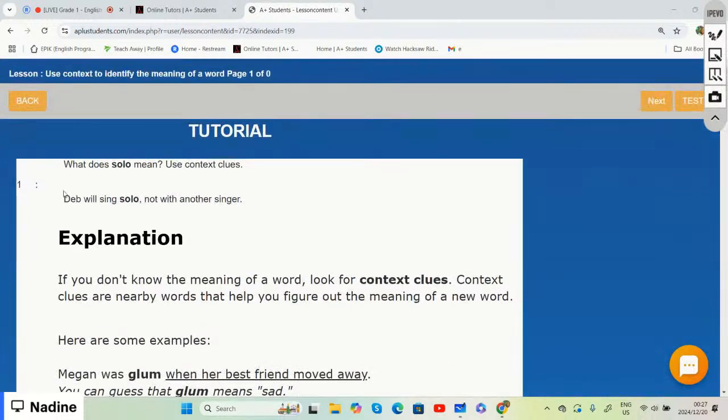All right, here it says Deb will sing solo, not with another singer. So the word solo, not with another singer. If we look at that sentence, what do we think is the meaning of the word solo? Solo.